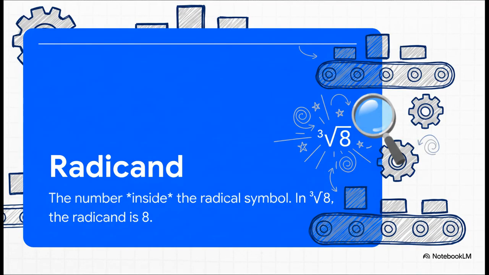Okay, first up, that number inside the symbol, that's called the radicand. In our example, it's the number 8. This is like the raw material that our little machine is going to work on. It's the number we need to find the root of.